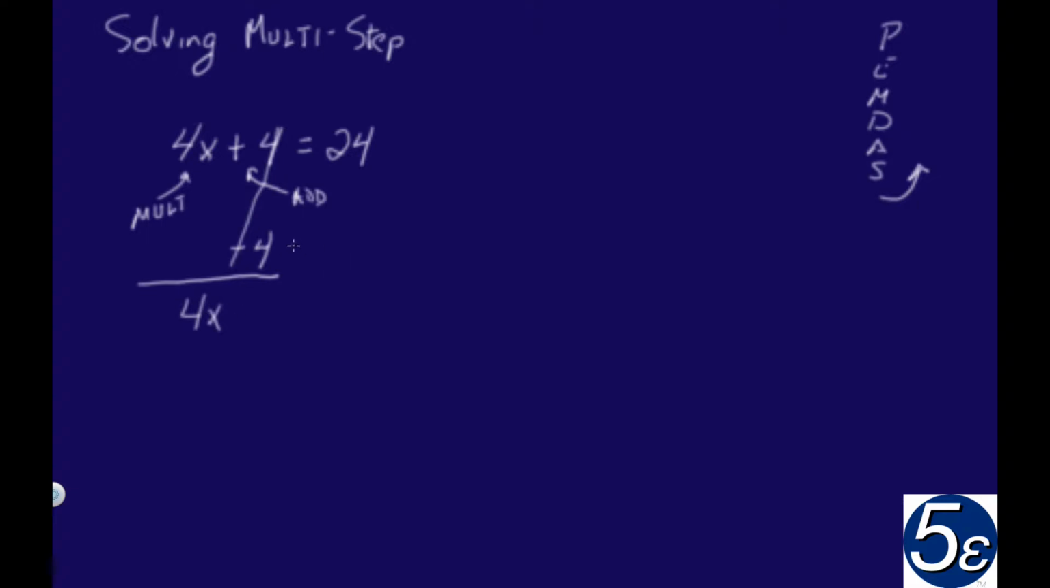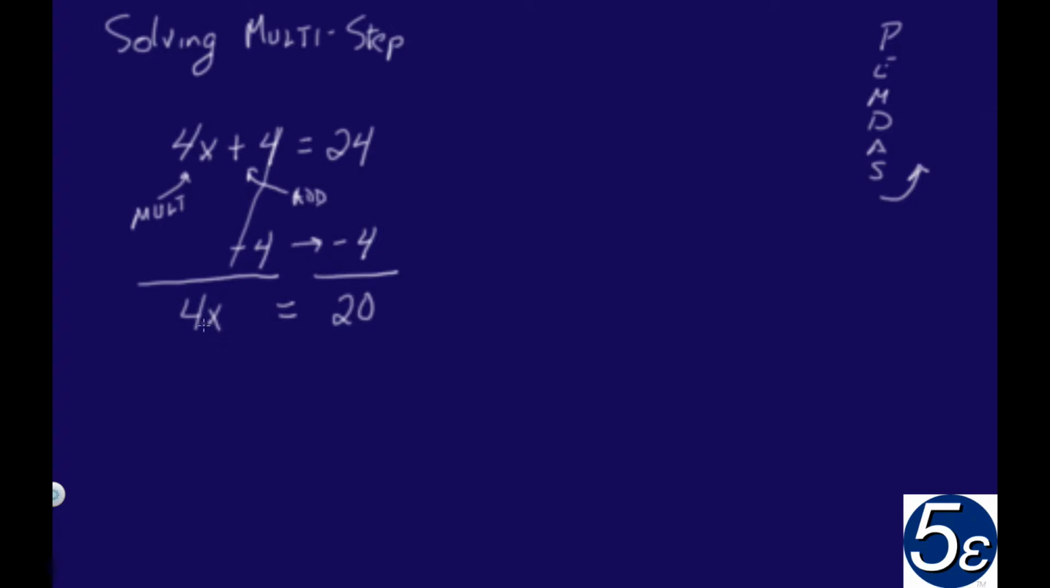What we do to one side, we'll have to do to the other. So we're going to subtract 4 from this side. And we end up with 24 minus 4, and that equals 20. So we now have 4x equals 20. So we're not complete yet, but now we have our single step equation.